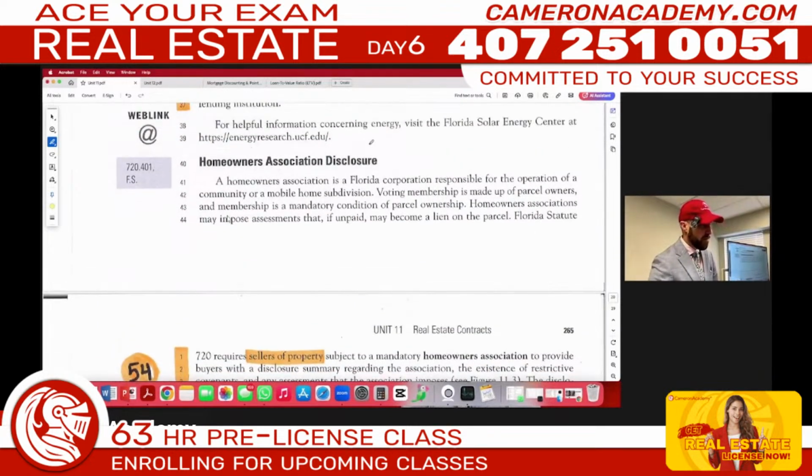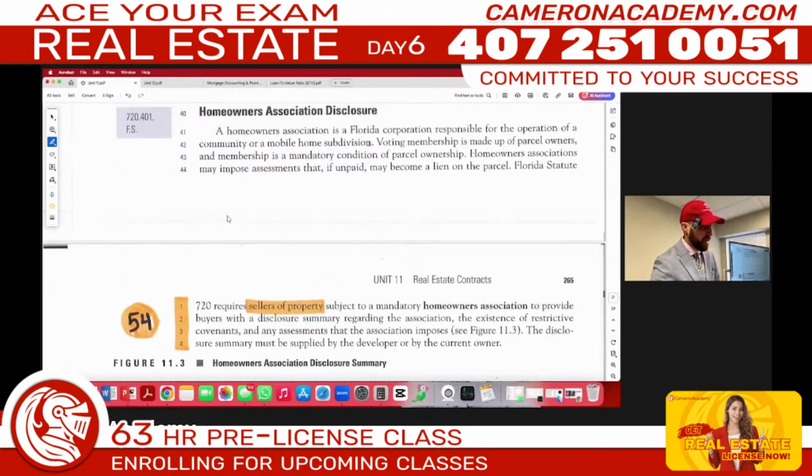HOA disclosure, one of the most important disclosures. If you're selling a home that's part of a community that's governed by an HOA, it has restrictive covenants, if you remember that. A buyer has to know what the rules are, who the HOA is, how to get in contact with them, how much they're charging, and how often they're charging. You know that could be a deal breaker for somebody.